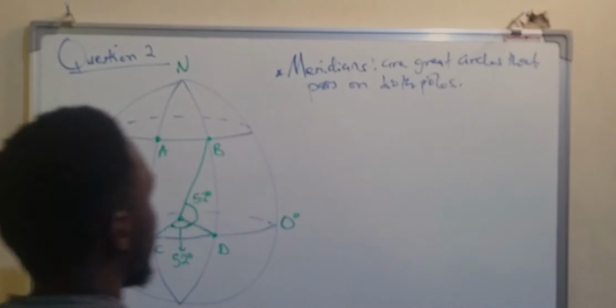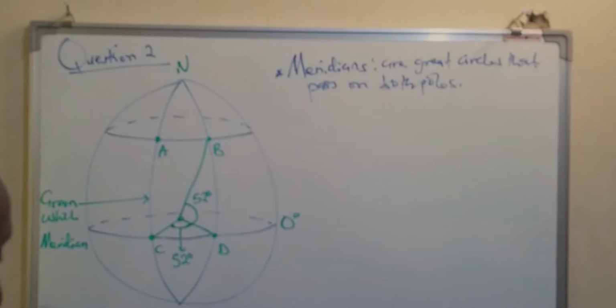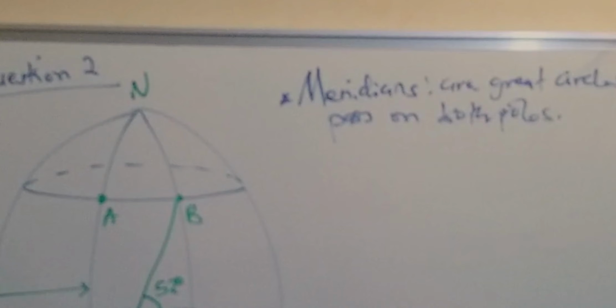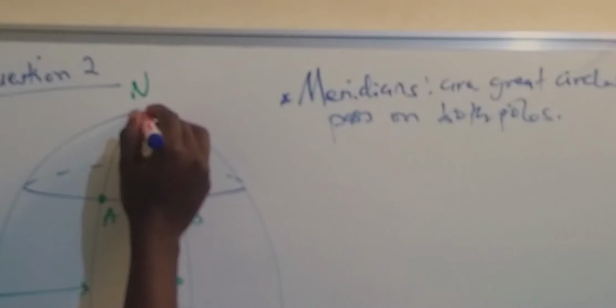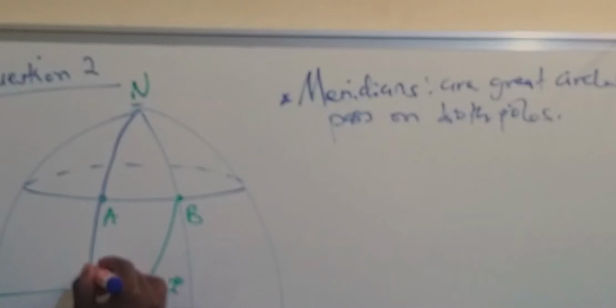So all longitudes, which are great circles, are known as what? Meridians. So for example, this line passing on this north pole as well as on the south pole will be known as a meridian.